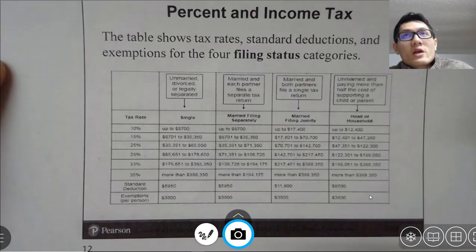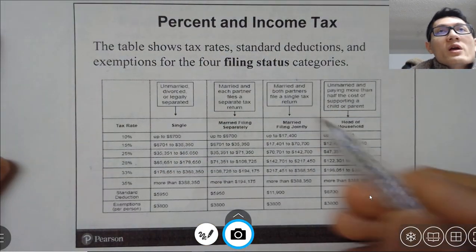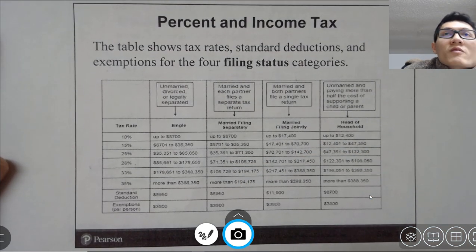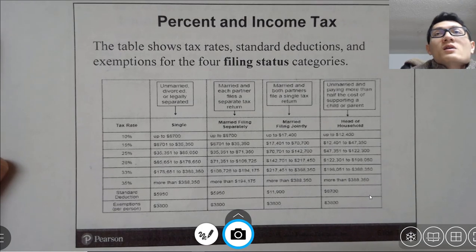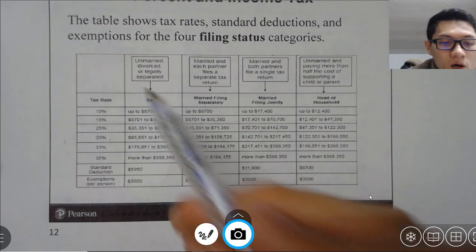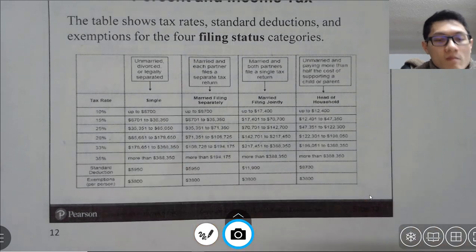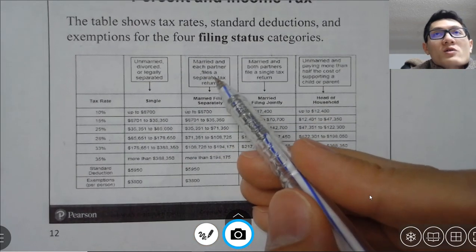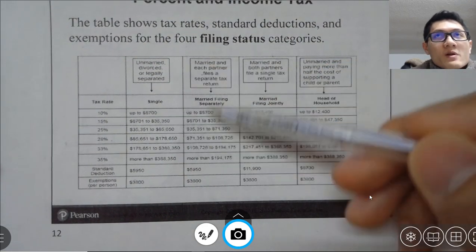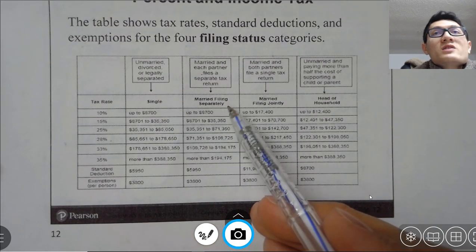All right. So after we get the taxable income, we need to find the tax rate. So percent and income tax. This table below shows you the tax rates, the standard deduction, and the exemptions for 4 different filing status categories. So we can have unmarried, divorced, or legally separated. Married, and each partner files a separate tax return, and so on. So we have 4 different categories: single, married filing separately, and so on.